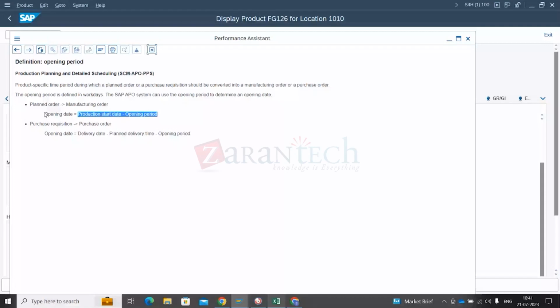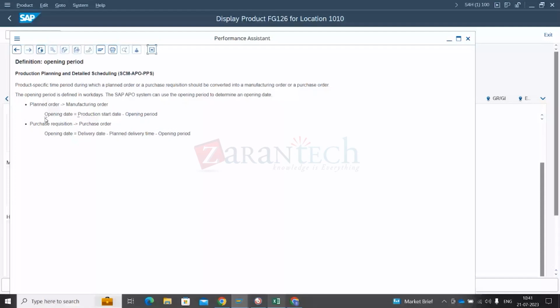Consider, for example, if your plan order is starting somewhere in 2 weeks down the line and my opening period is 2 weeks, then I have to convert it by this date. So this is an indication. There could be an alert also that, okay, this order has passed beyond the opening date, but it is not converted yet.